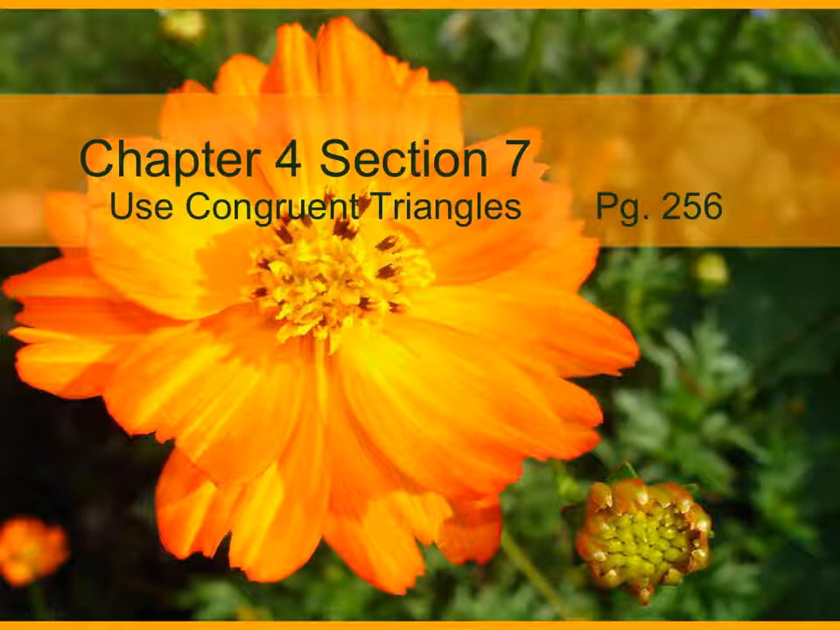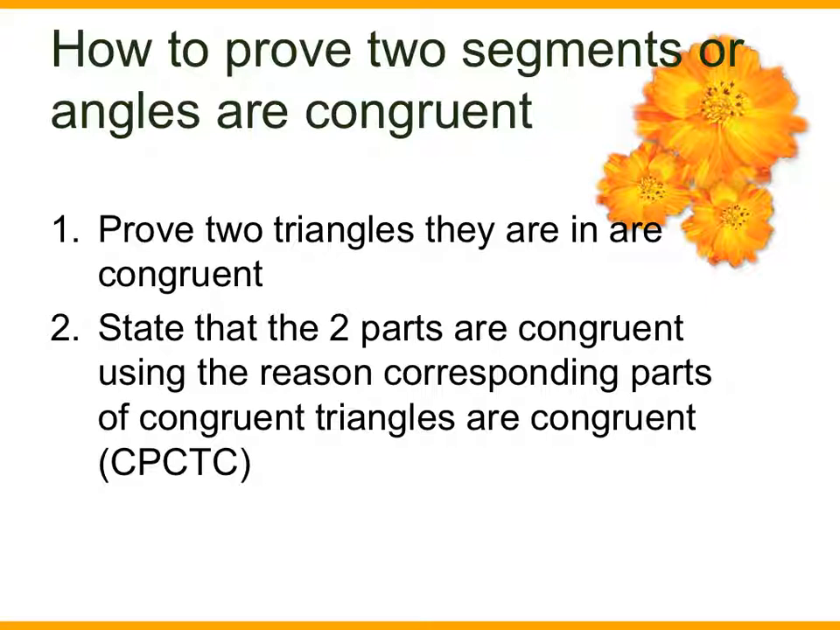Okay. So 4.7 is called using congruent triangles. And it basically says this: if the two triangles are congruent, then all their corresponding parts are congruent. We already know this. All this does is give you a shortcut to using it. So if you are trying to prove two parts of two triangles are congruent, then your goal is to prove the two triangles are congruent using a shortcut. So we're going to use side, side, side, side, angle, side, angle, side, angle, angle, angle, side, or hypotenuse leg, to prove the two triangles are congruent.